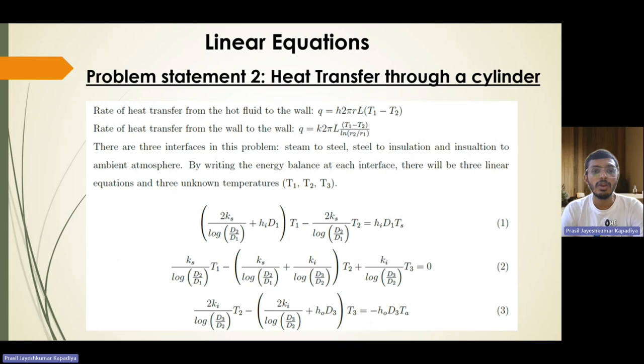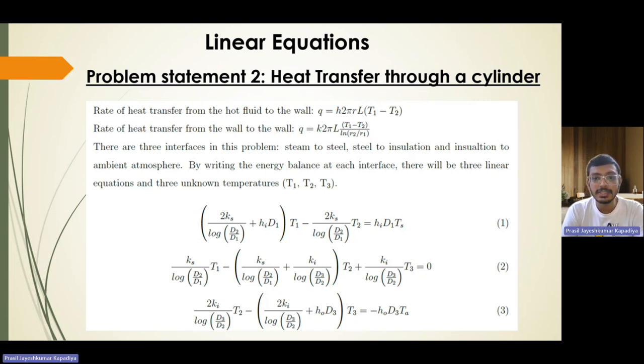Okay, so what we are told, rate of heat transfer from hot fluid to the wall. So hot fluid to the wall, it will be convection, and that is given by h A delta T. So our h is h, A is 2 pi R L, and delta T is T1 minus T2. We'll figure out what will be the T1, T2, T3. Rate of heat transfer from wall to wall, that will be conductive heat transfer, given by 2 pi K L (T1 minus T2) divided by ln(R1 by R2).